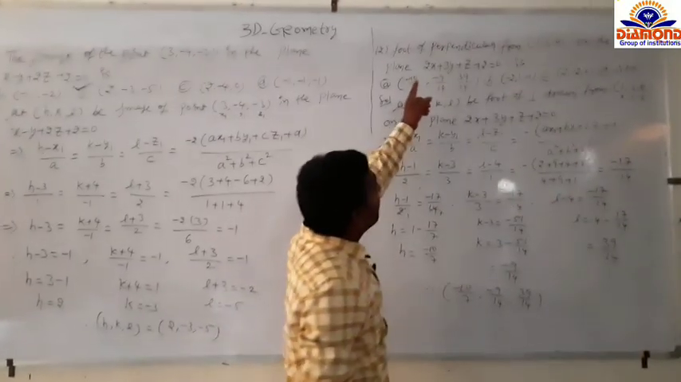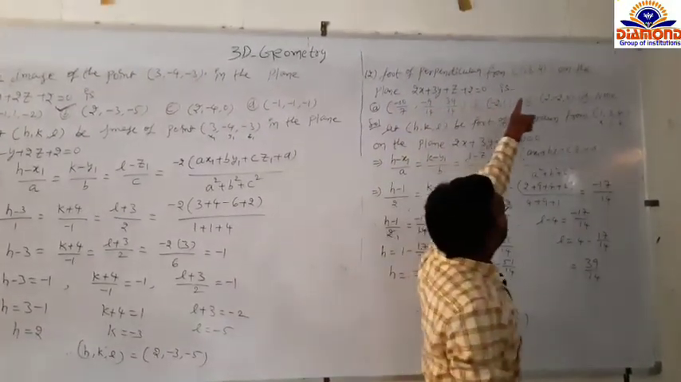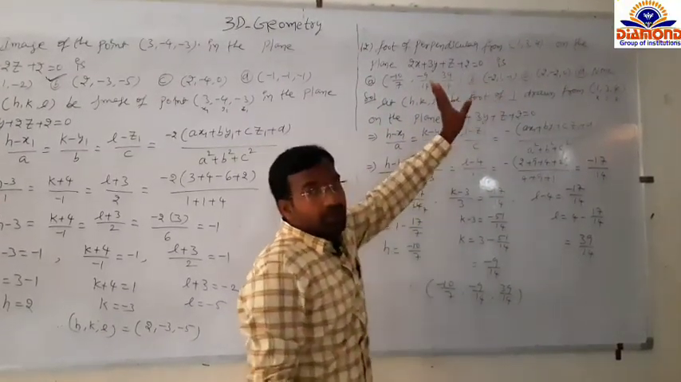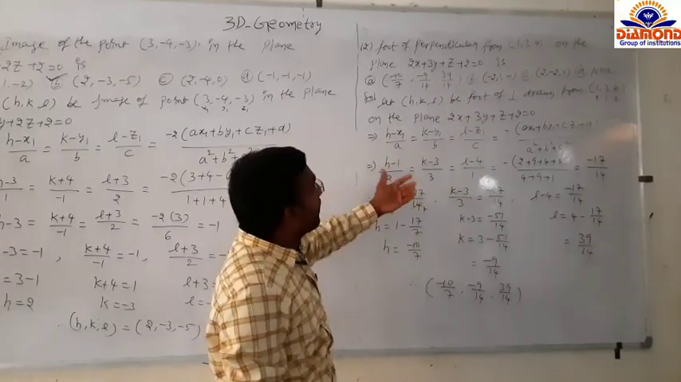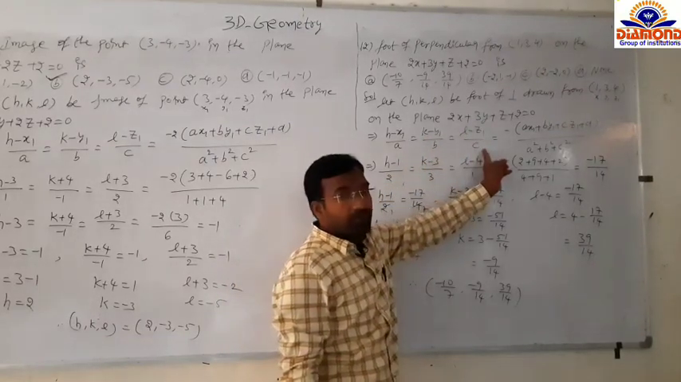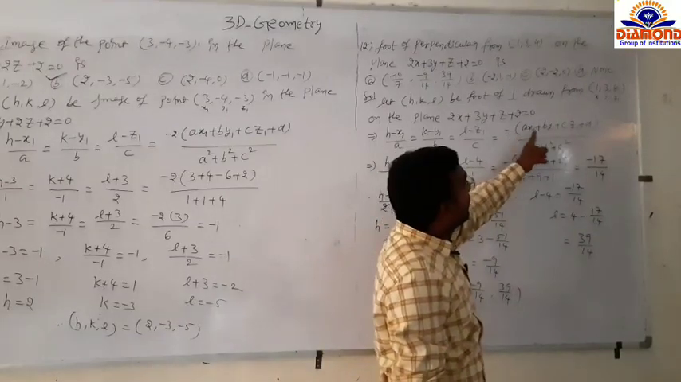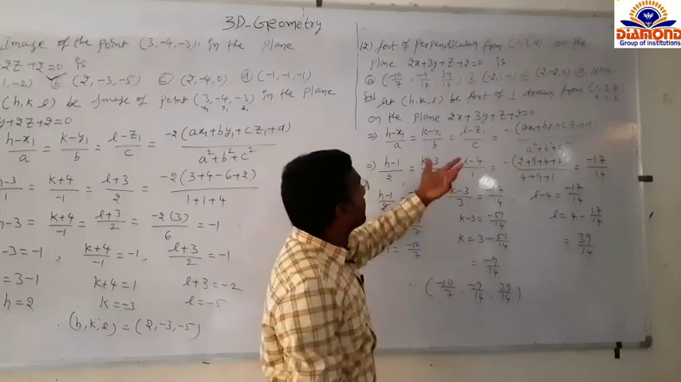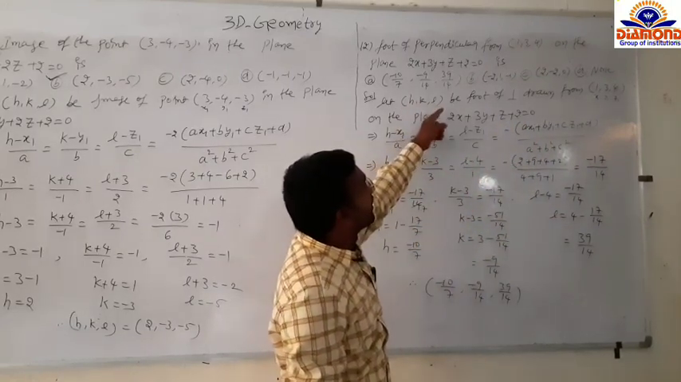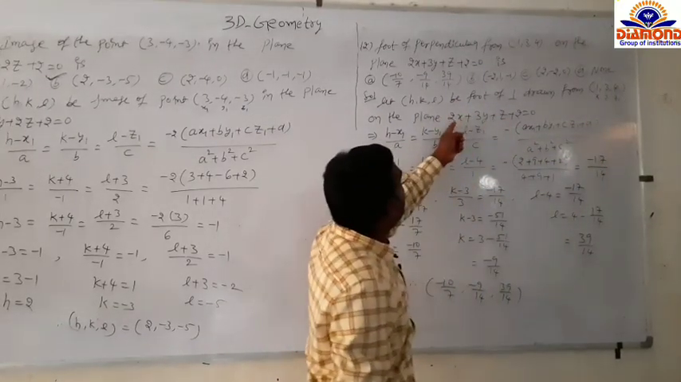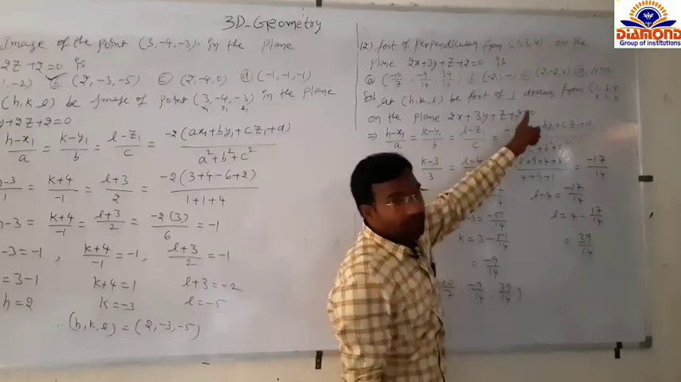Similarly, next, calculating the foot of perpendicular. The foot of perpendicular from 1 comma 3 comma 4 on the plane 2x plus 3y plus z plus 2 equal to 0. So use the formula: (h minus x1) by a equal to (k minus y1) by b equal to (l minus z1) by c equal to, here only minus will come, minus of (ax1 plus by1 plus cz1 plus d) by (a square plus b square plus c square). The foot you can take as h comma k comma l, treat the given point 1 comma 3 comma 4 as x1, y1, z1, and compare the given plane with ax plus by plus cz plus d equal to 0.